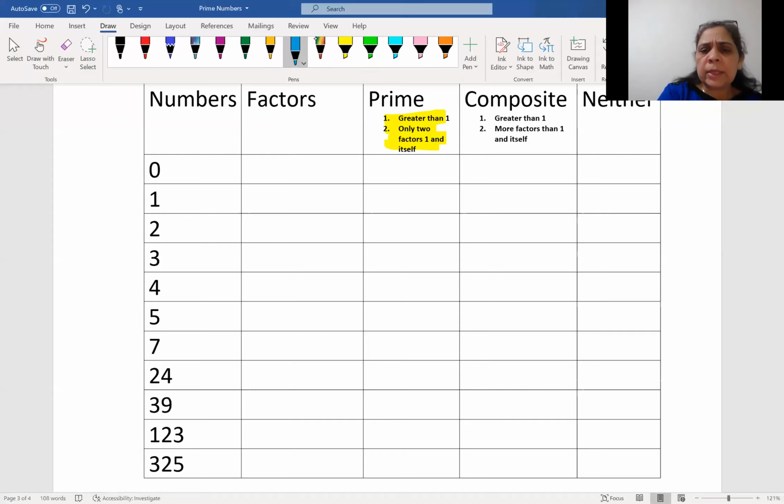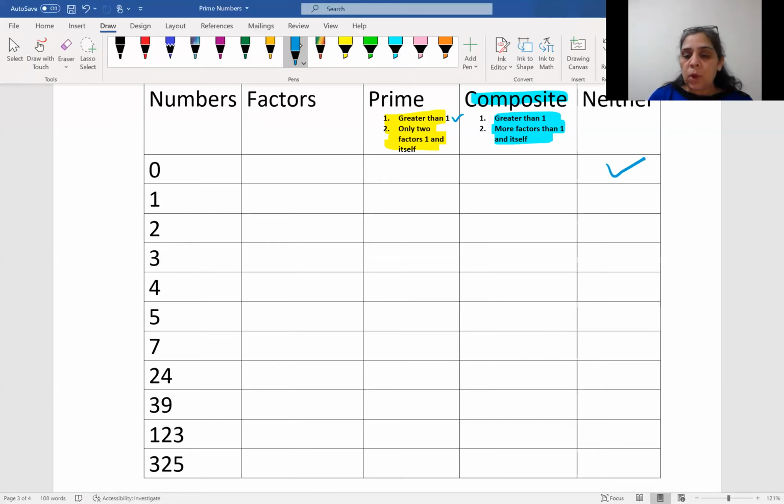So is 0 greater than 1? No, right? So it's not prime. Now let's check if it is composite. Also, the first condition for composite is that it must be greater than 1. So it's not greater than 1, so it is neither.